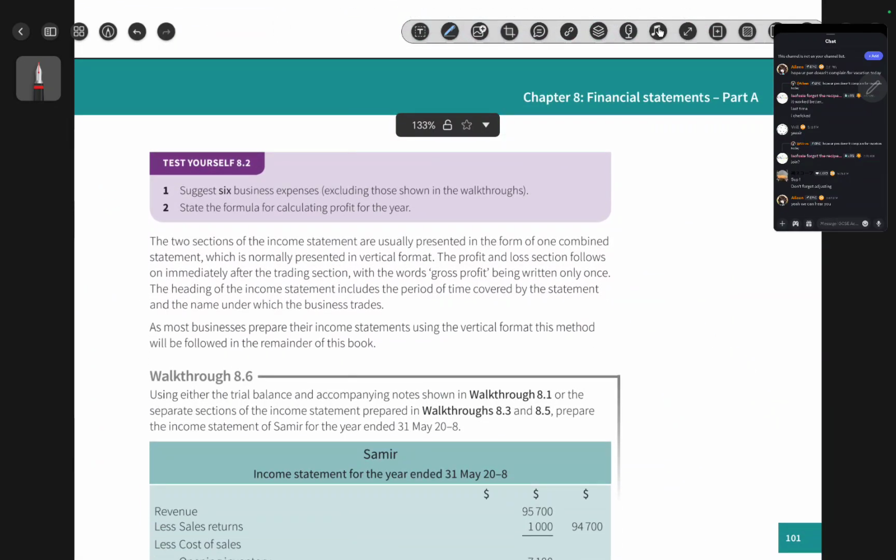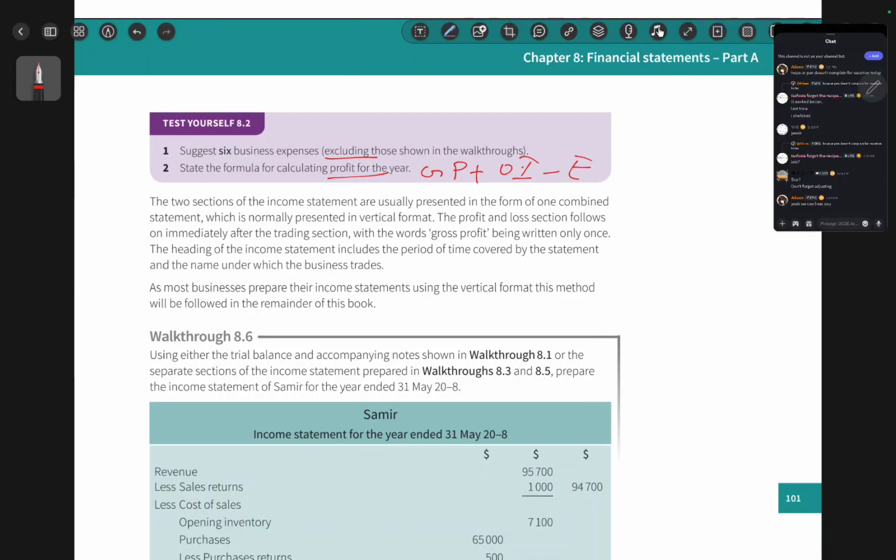Business expenses, excluding those shown in the walkthrough: you can just write anything, depreciation, bad debts, rent, wages, utilities, electricity, water bills, whatever you feel like. The formula for calculating profit for the year: gross profit minus expenses plus other income. Sorry, you add your other incomes and minus expenses. The two sections are usually presented in the form of one combined statement, which is your income statement for the year. This does not have a trading section or a profit and loss section separately. It's just together.